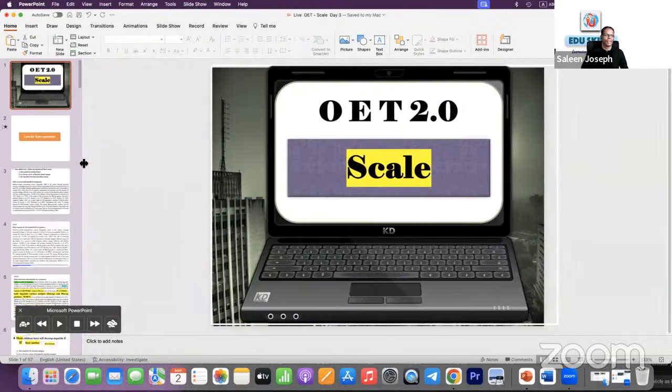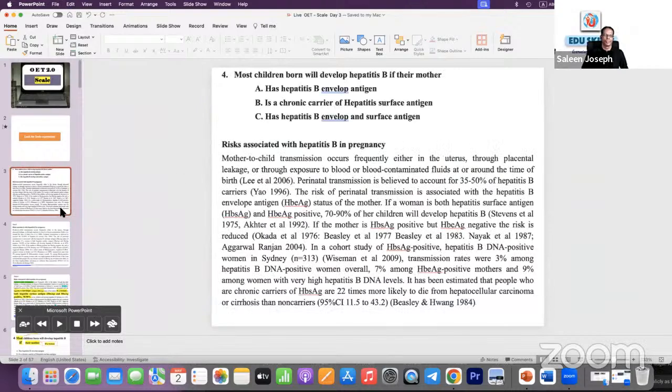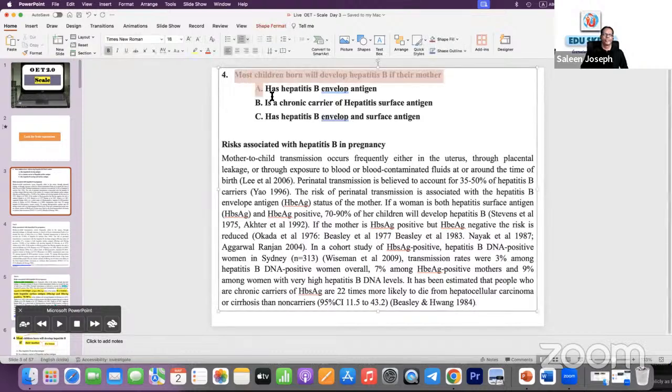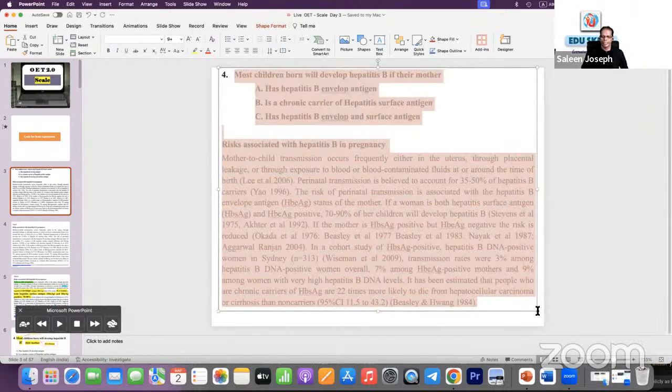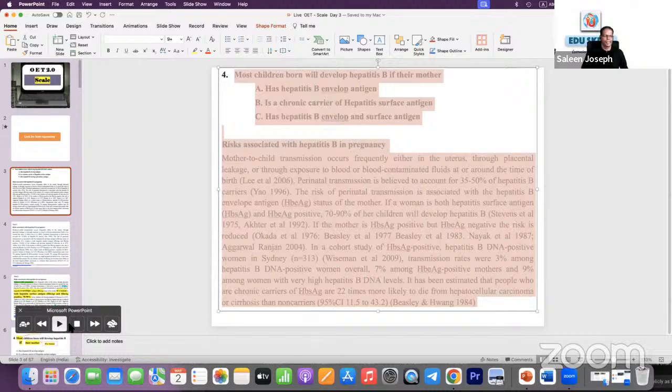Today we are looking into scale expressions and how to apply scale. Look for scale expressions. I will make the system read this. Just listen and read what is seen on the screen. Are you able to see the text? Yes. Now let the system read, listen.